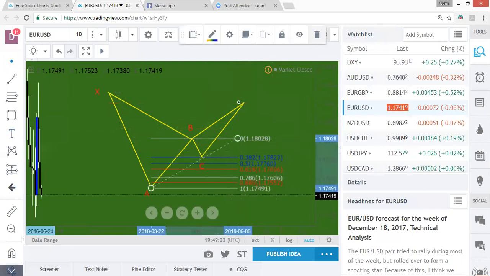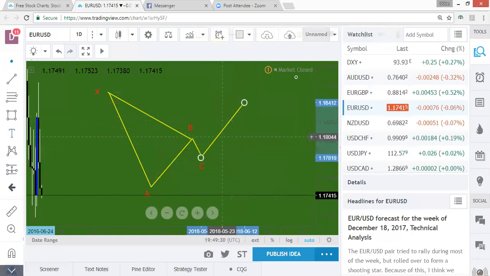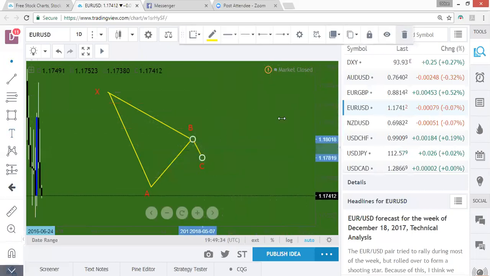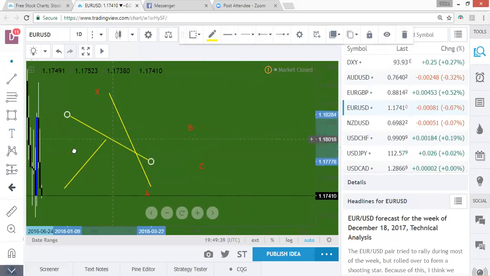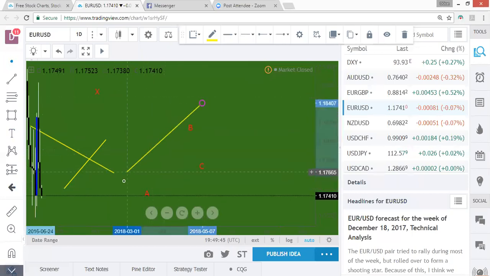I don't want to delete all drawing tools because I got my back pattern marked out. I don't want to take too much time looking for it. All right, we can use these guys. Now, let's do a bearish one. A bullish one, rather. Same goes for the bullish back.